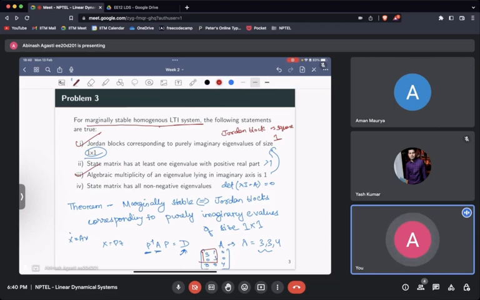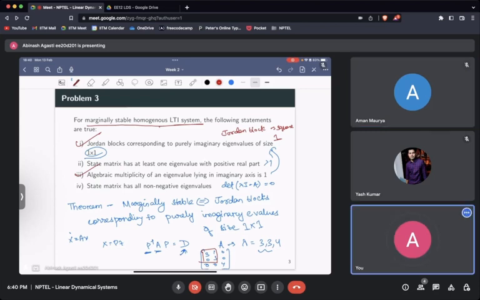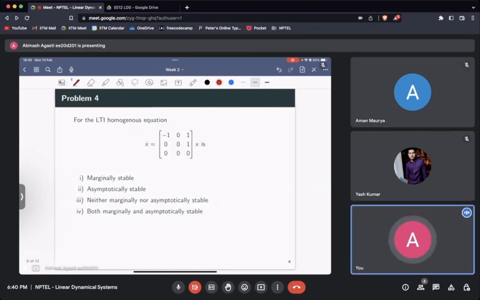So I think that might have happened. If there is a problem with that, you can mail directly to the course coordinators, and I think they'll handle that. Yeah. So we are okay.